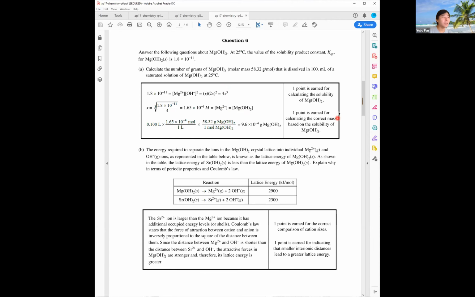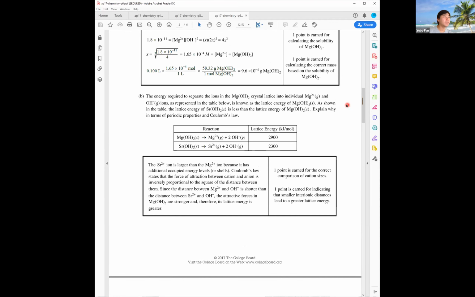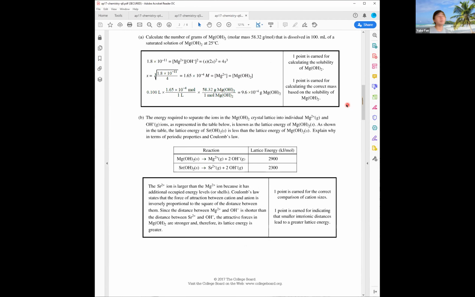Okay, so this is not too difficult. Just be careful. I also suggest you write the ICE table. It won't take too much time. Just write a table and put x there, 2x there, then do the calculation. It will make it much clearer.